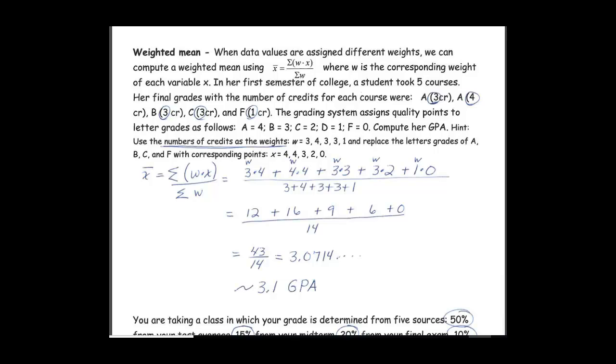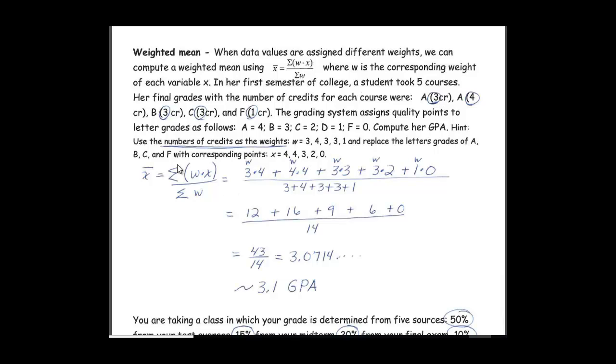An A is worth 4 points, a B is worth 3 points, and a C is worth 2 points, D is 1 point, and F is 0 points. That's our kind of standard. I've included that here. Okay, for this particular student, for her 3 credit class, she earned an A, which is worth 4 points. So we have to weight that set of credits. The same thing with our other courses.